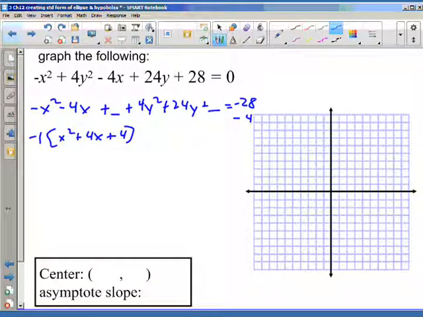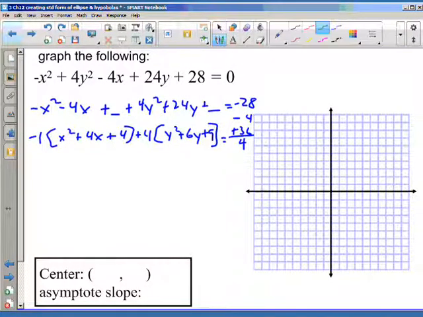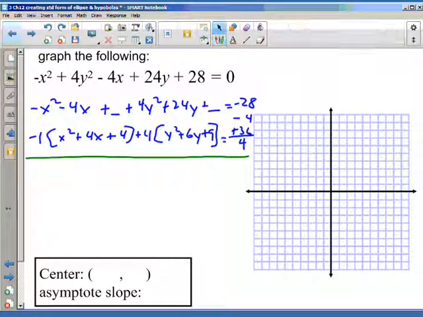Factor out the 4 with the y term. Half of 6, 3 squared is 9. I've added a 36 on the left side, giving me a total of 4. I'm going to divide everything by 4 on the left and on the right.